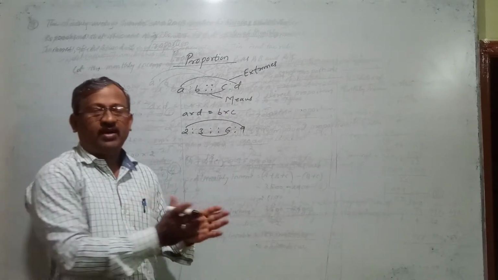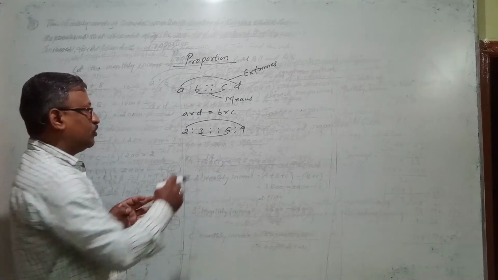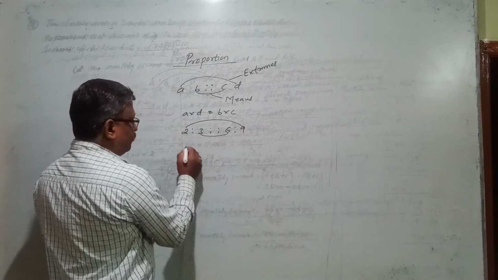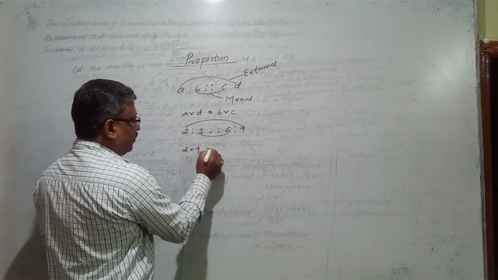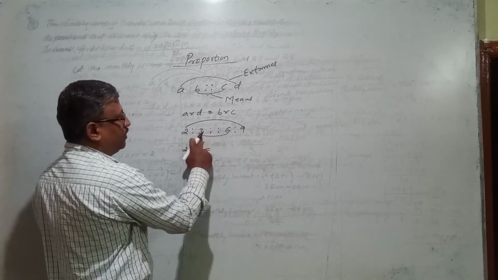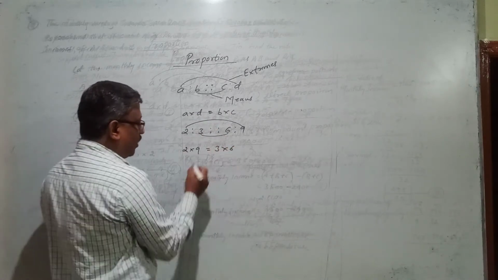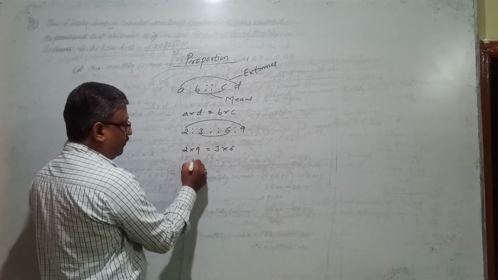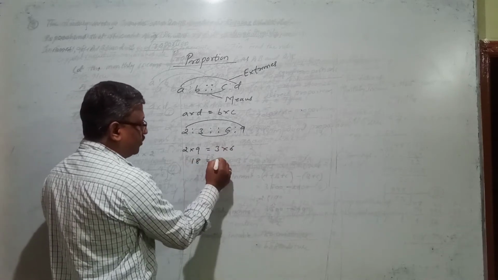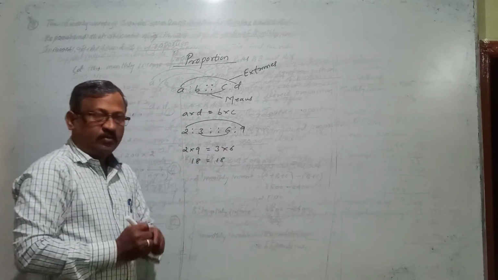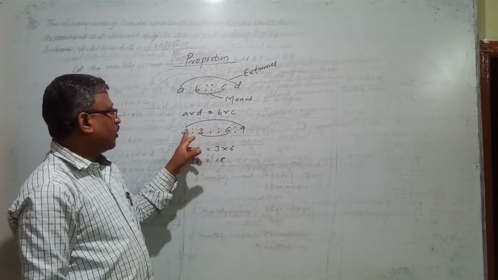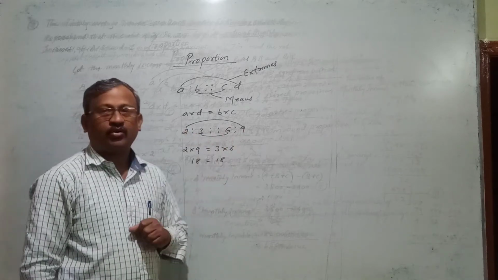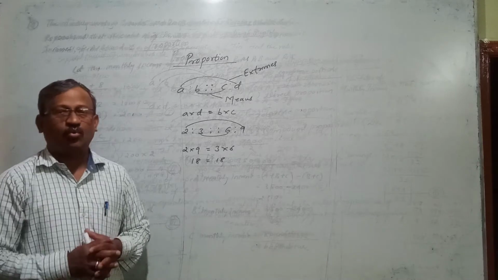If you multiply the extremes on one side, that is 2 into 9, that must be equal to the means, 3 into 6. 2 into 9 is 18. This is equal to 3 into 6, which is also 18. From this we understand that the product of extremes is always equal to the product of means. This is the fundamental rule of proportion.